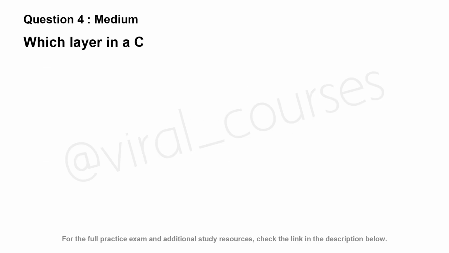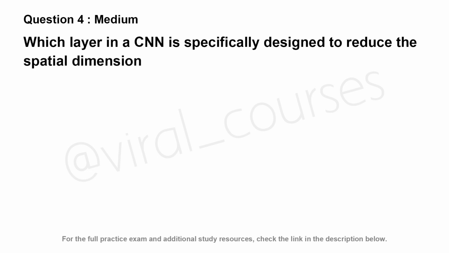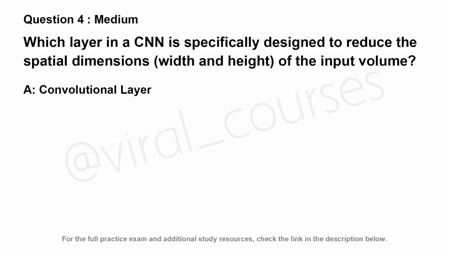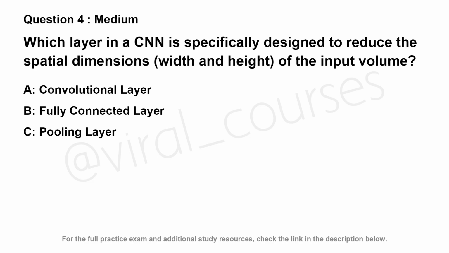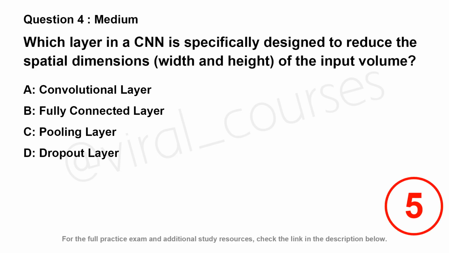Which layer in a CNN is specifically designed to reduce the spatial dimensions, width and height, of the input volume? Option A. Convolutional layer. Option B. Fully connected layer. Option C. Pooling layer. Option D. Dropout layer.